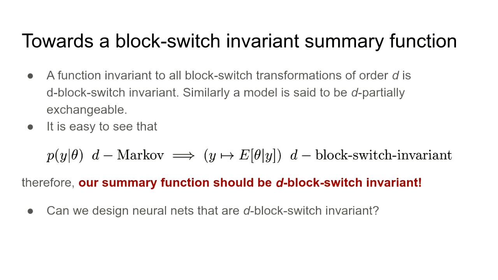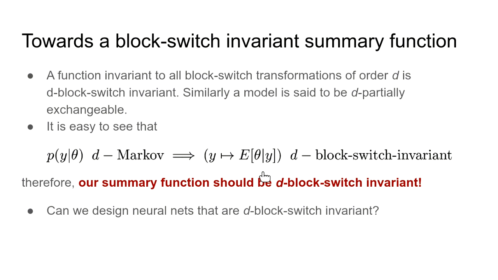Okay, so now that we have defined this block switch transformation, of course, it gives us a definition of functions that are block switch invariant, which just means that if you block switch the input, it won't change the value of the function. And what happens is that if we have a model that's Markovian, then the posterior mean will be a function that's block switch invariant. Okay. So again, if you have a model that's Markovian, then if you take the posterior mean and block switch the data, the posterior mean won't change.